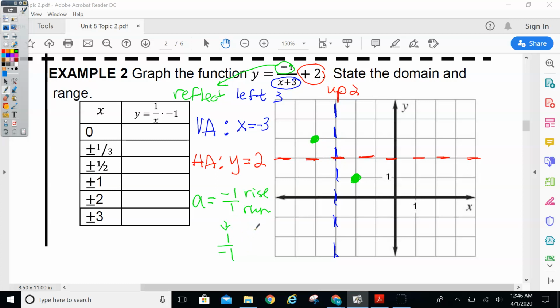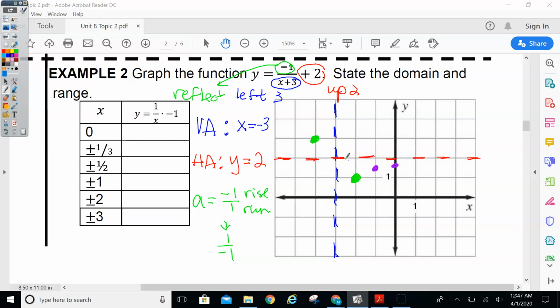When it's a number other than 1, I can get 4 points. But when it's just 1, I can only get 2. But we know that they're reciprocals as well. So I know if I go over 2 units, the reciprocal is a half, so I want to go down a half. If I go over 3 units, the reciprocal of 3 is a third, so I want to go down a third. And that's really as far as I'm going to go.